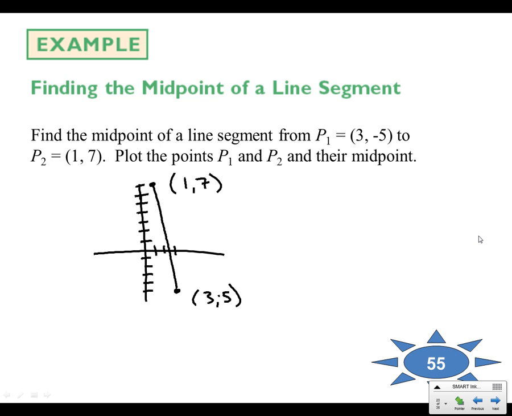And so what's halfway between 1 and 3? Well, that's half of 4, which is 2. And what's halfway between negative 5 and 7? So that's 2 over 2, which is 1. So 2 comma 1 right there is going to be our midpoint. You're up. Try problem 55.